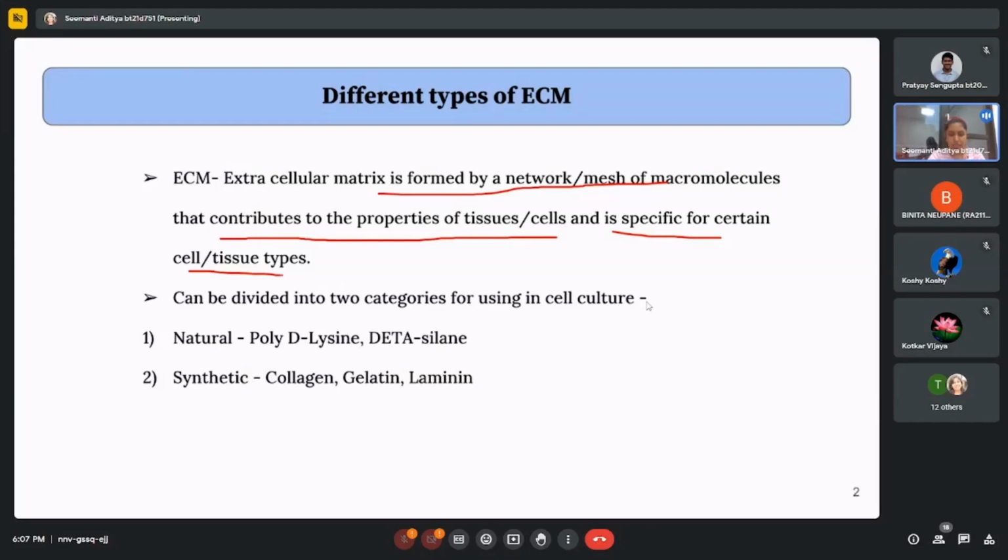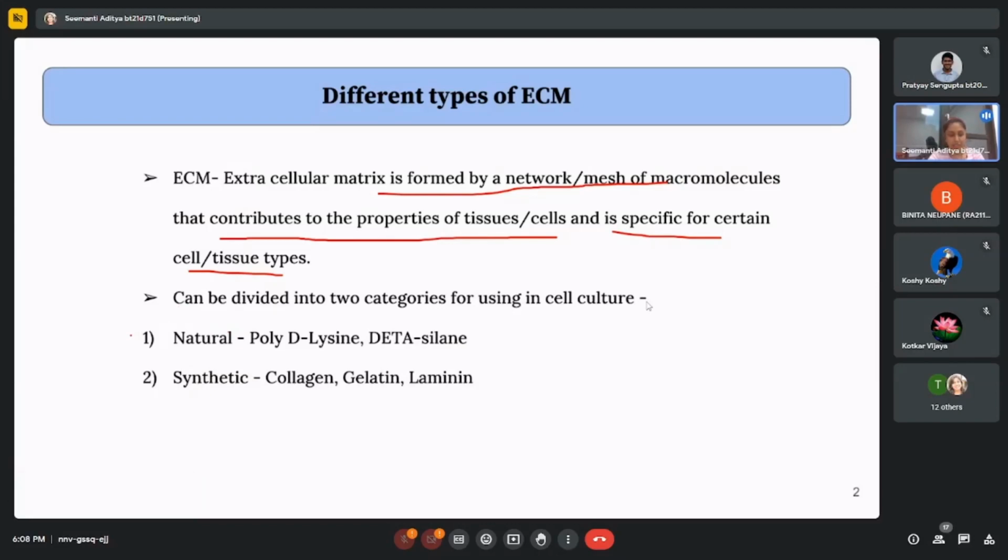Because each extracellular matrix's components are different. Although the basic components, like the proteins and carbohydrates, might be similar, there might be changes in the amino acid sequences of the proteins, or changes in the carbohydrate monosaccharides or disaccharides the ECM matrix is made up of. So depending upon the requirements of the cell, depending upon where the cells are growing, the ECM can be of different types. And in our in vitro conditions for cell culture, different kinds of ECM are used.